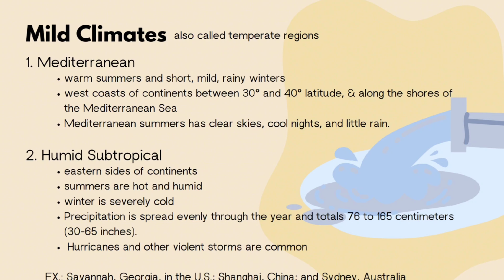Next, we have the humid subtropical. Humid subtropical climates are usually found on the eastern sides of continents in cities such as Savannah, Georgia in the US, Shanghai, China, and Sydney, Australia. Summers are hot and humid. Winter can be severely cold. Precipitation is spread evenly through the year and totals 76 to 165 centimeters or 30 to 65 inches. Hurricanes and other violent storms are common in these regions.